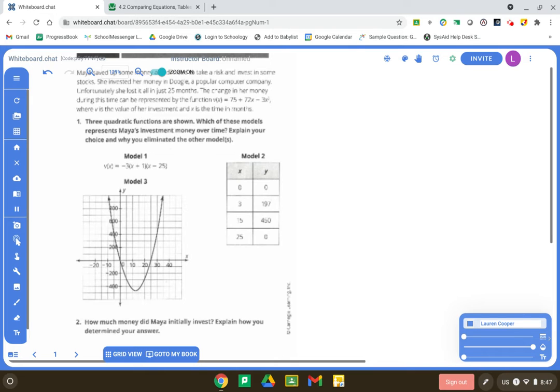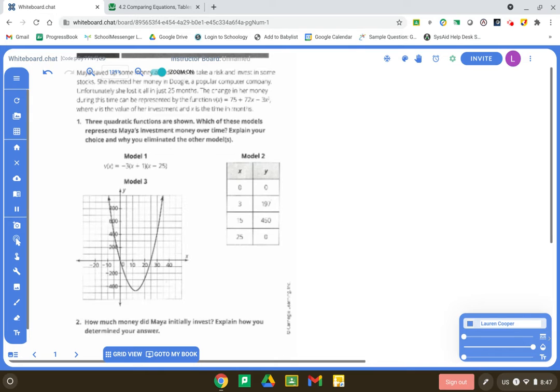So what we're doing is we're just comparing equations, tables, and graphs. So for this first one, we have Maya, and I know this is kind of hard to read, but it's in front of you, so it's fine. She saves up money. She lost all of the money in 25 months. The change in her money over this time can be represented by the function, and it says V is the value of her investment, and X is going to be the time in months.